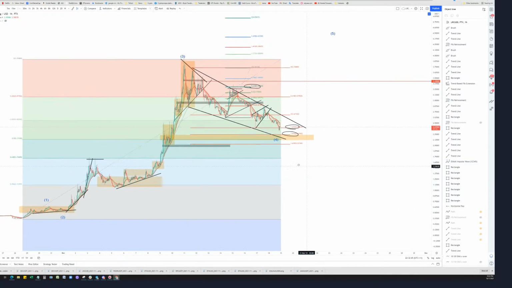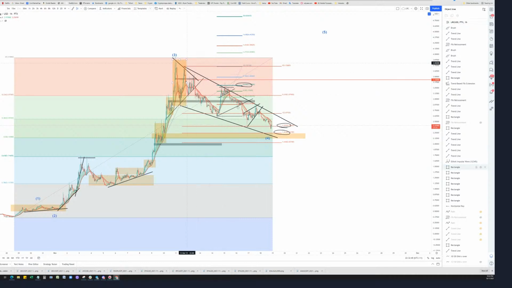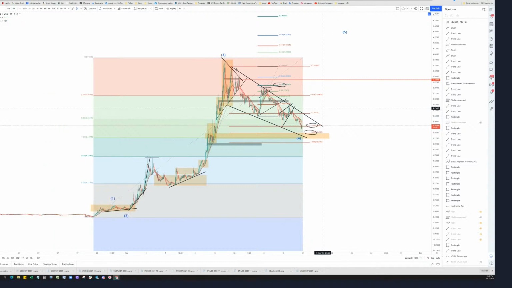So if this is an accumulation, bear market accumulation, you can see how different coins are at different phases of the life cycle. Loopring has done its dash. Now it's doing wave 3 to 4. It hasn't found the bottom of 4 yet, whereas Bitcoin and Ethereum have already done that. So certain coins are in different phases.